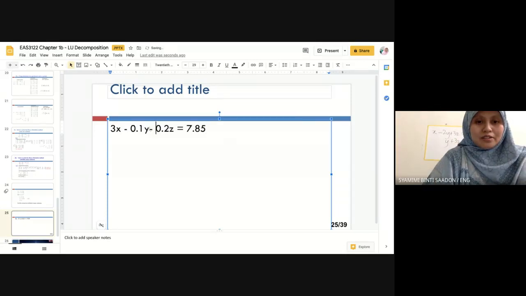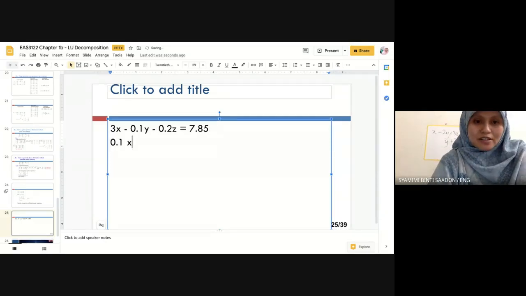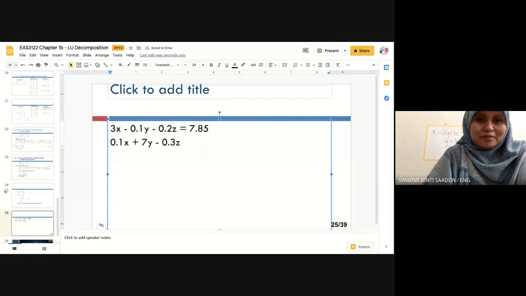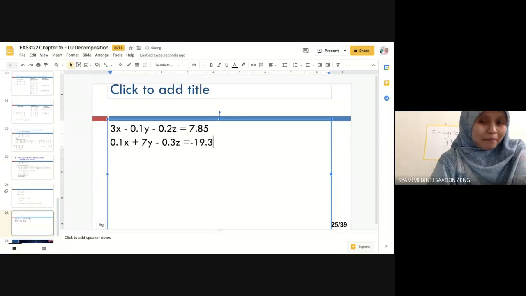Second line, 0.1x plus 7y minus 0.3z equals minus 19.3. And the third line, 0.3x minus 0.2y plus 10z equals 71.4.